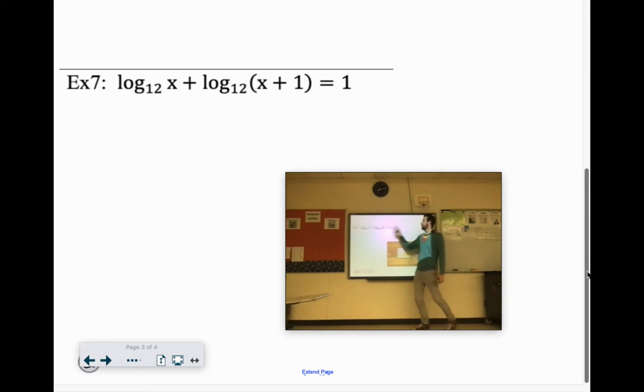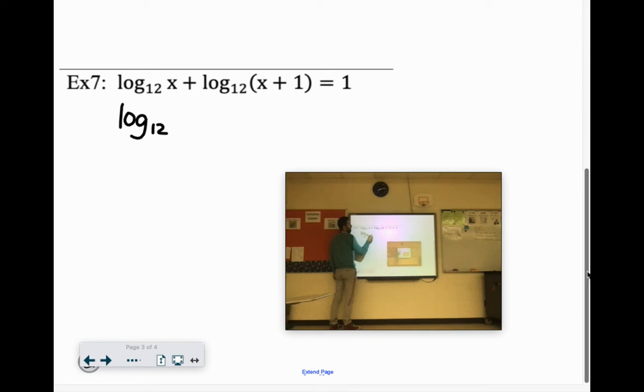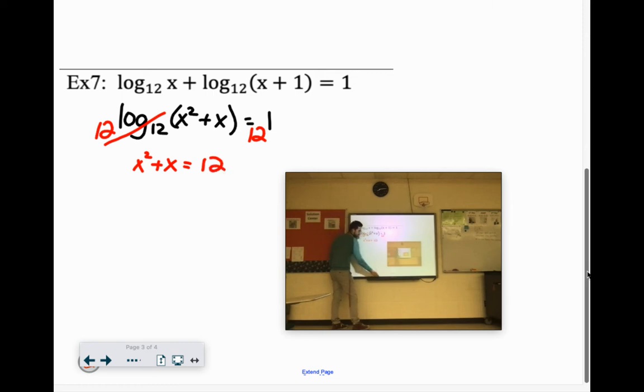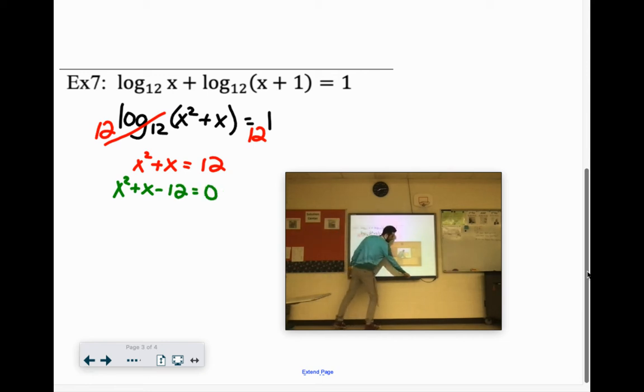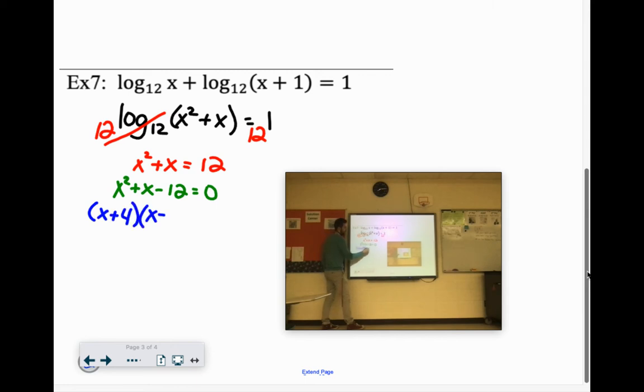All right, again, we're bringing it together with multiplication. Log base 12. x times x would be x squared. x times 1 would be x. If we exponentiate, drop a 12 in on both sides, they'll cancel. x squared plus x equals 12 to the first. Subtract that 12 over: x squared plus x minus 12 equals 0. What factors of 12 are 1 apart? 4 and 3. (x plus 4)(x minus 3).